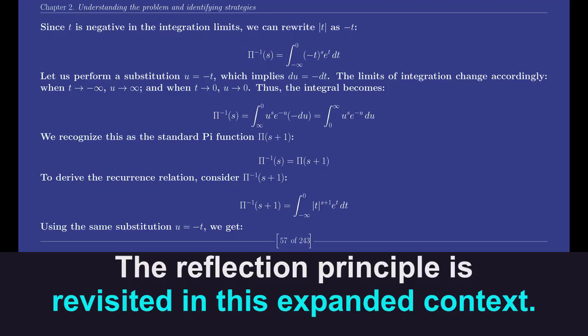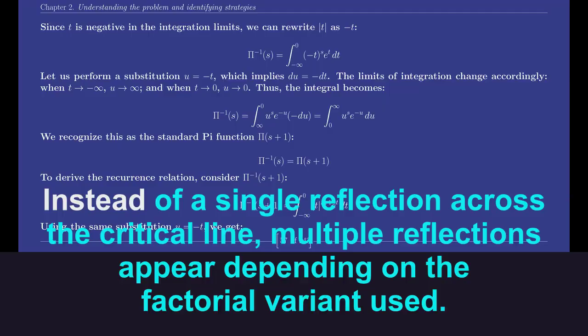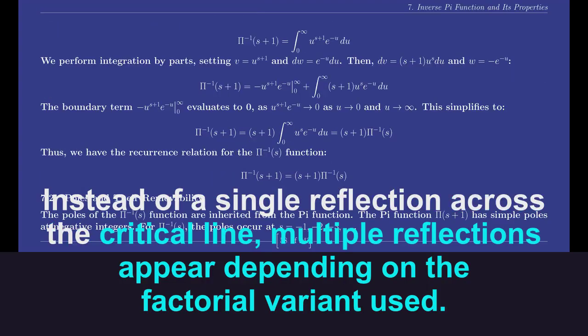The critical line is again interpreted as a structural attractor. Transformations applied off the line tend to redirect analytic behavior back toward equilibrium. This is not described as motion, but as constraint enforced by recurrence and reflection.